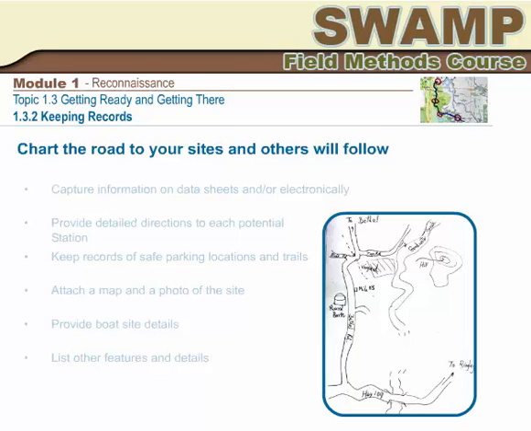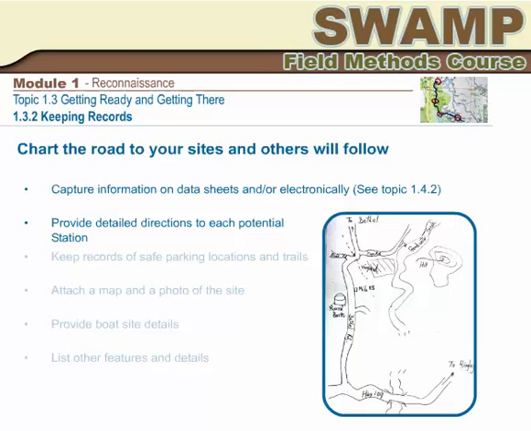Now that you are on the road, be sure to keep records of your driving using road names and/or numbers, odometer readings, landmarks, etc. Remember that others will need to find your sites based on your driving directions, so do what you can to help them get to the location. You can capture this information on a special data sheet or as part of the Field Reconnaissance data sheet. Please see more information on data sheets in Topic 1.4.2.